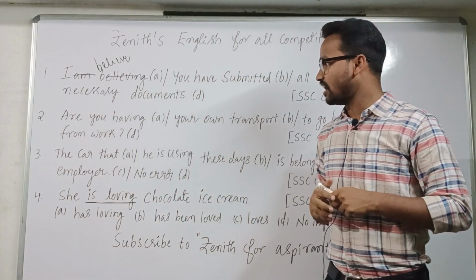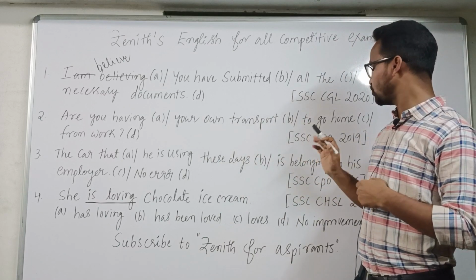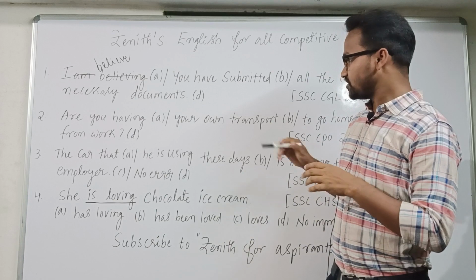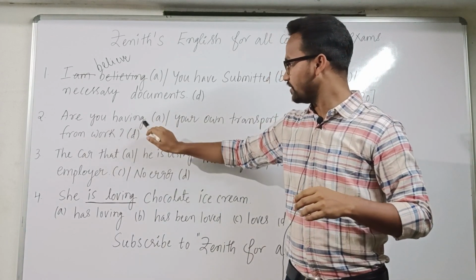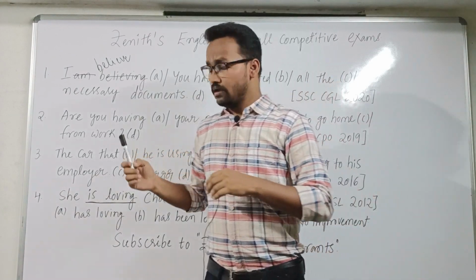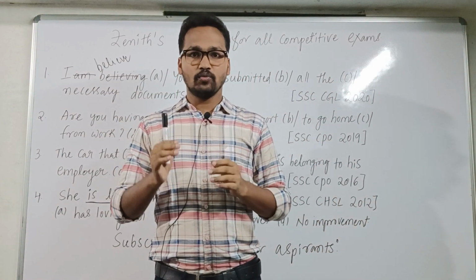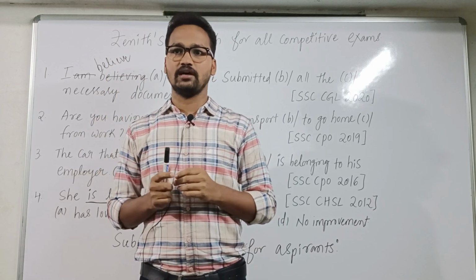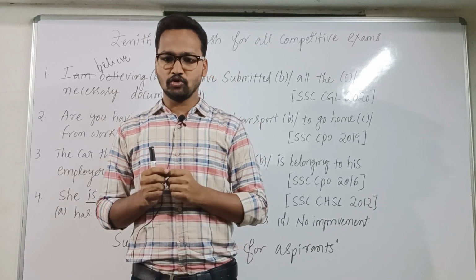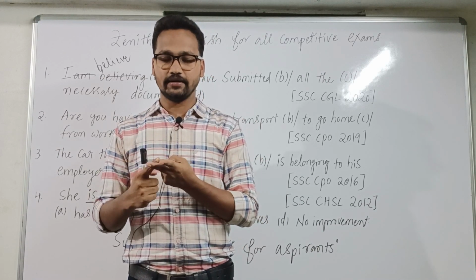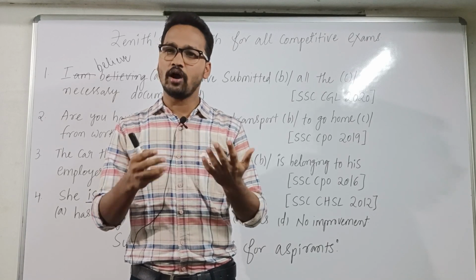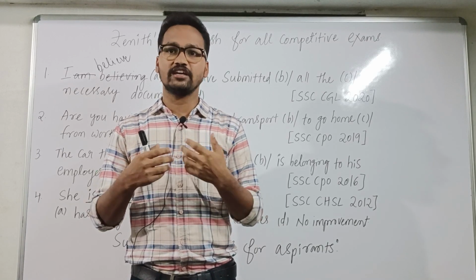And the second question is, are you having your own transport to go home from work? In this question, the error lies in part A. In non-action verbs, we have nearly four types. Those are verbs expressing feelings or emotions. Those are love, hate, like, dislike, want, need. These are non-action verbs that express feelings or emotions.